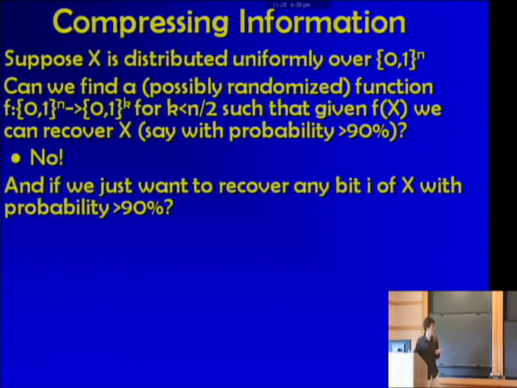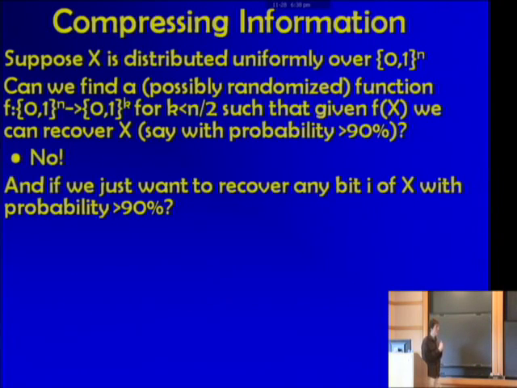So a slightly more interesting question is this. What happens if I just want to recover any 1 bit of x with probability 90%? So I no longer require that you should be able to give me the entire x. I just want that you can do the following. I'll ask you, give me the 10th bit of x, or give me the 11th bit of x, and you should be able to give me that bit with probability 90%, with the probability taken over everything here.